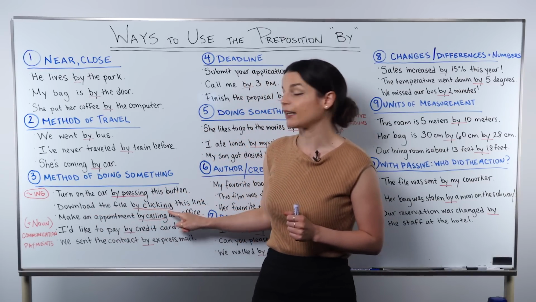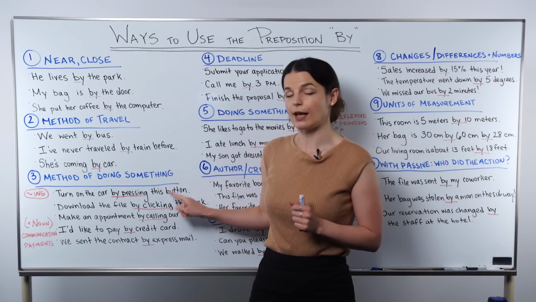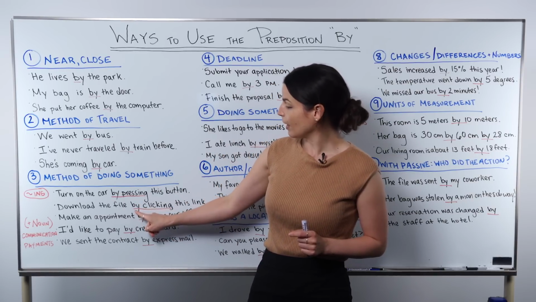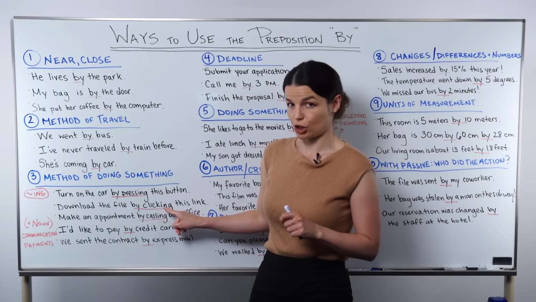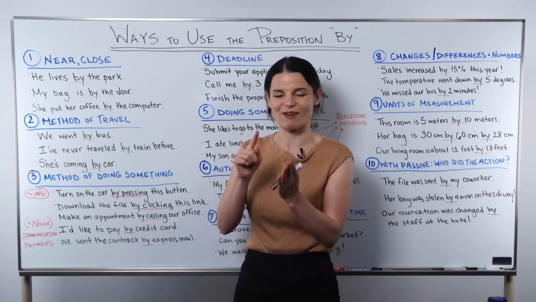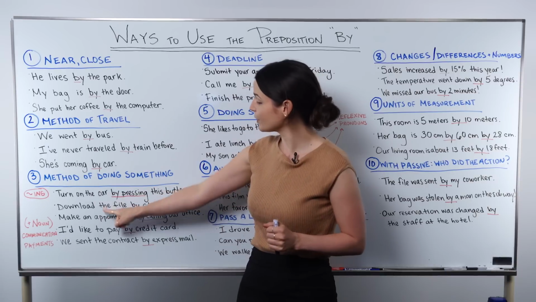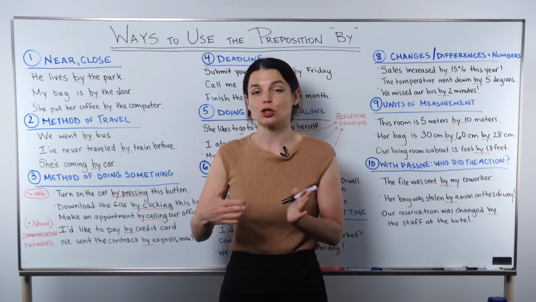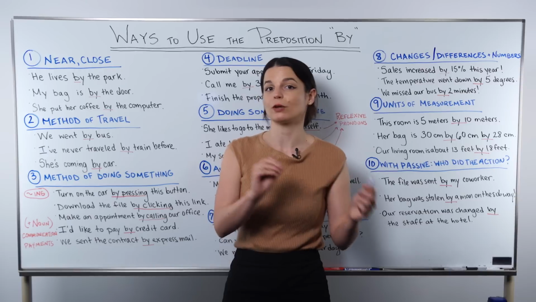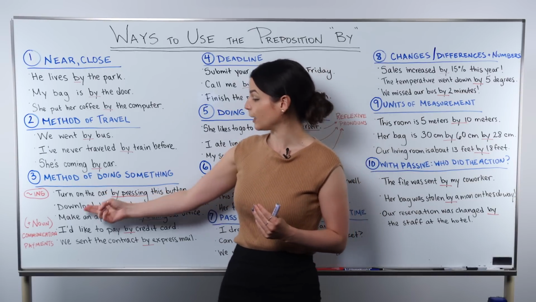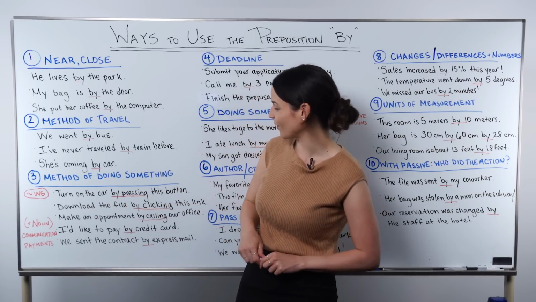Download the file by clicking this link. Again, we have by, and next is an ing word, by clicking. Clicking is this motion on the computer or tapping on a smartphone. So, download the file by clicking this link. This is another way to say you can download this file if you click this link. So we're talking about the method of doing an action. One more example of this.